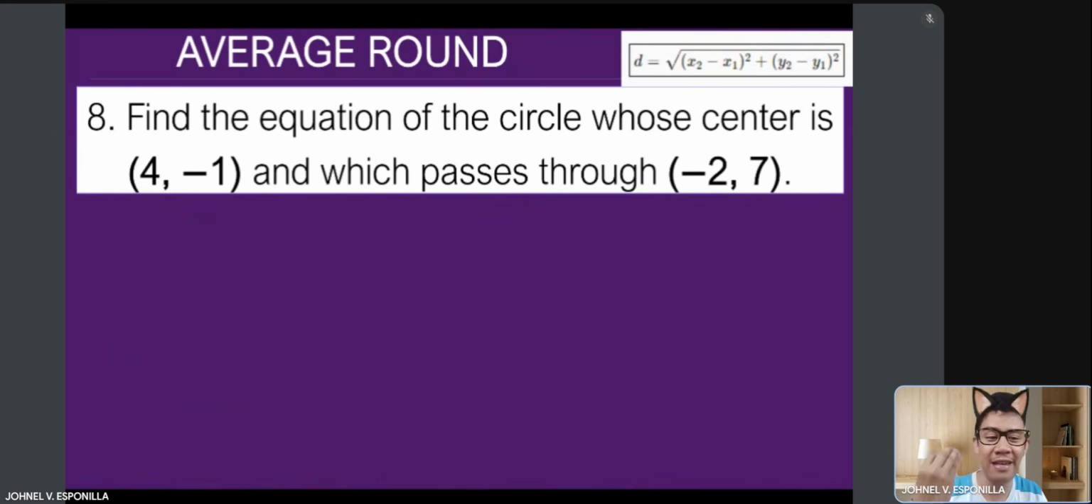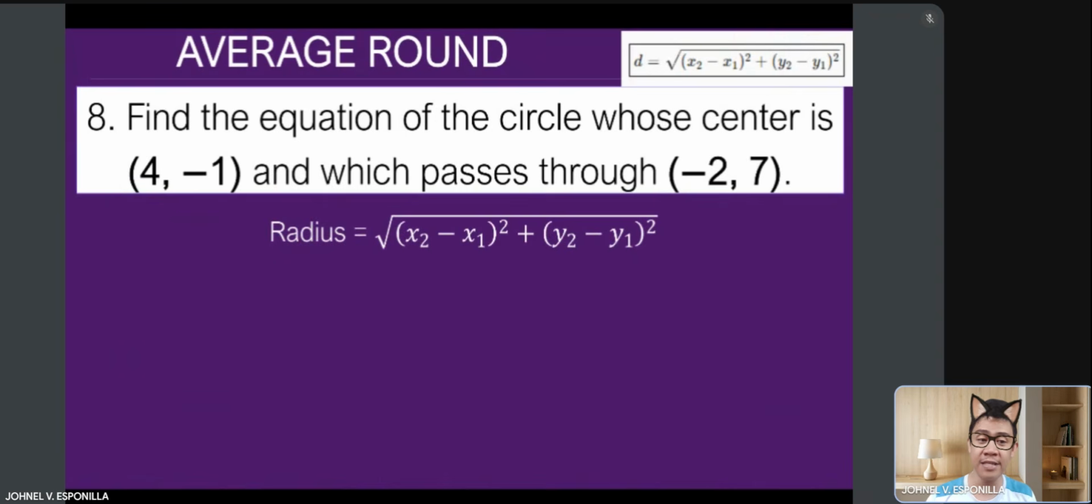So, 3, 2, 1. Again, pwede nyo i-pause, then gawin ninyo, and then i-check nyo kung tama po ang solution po ninyo. Okay, number 8. Tulad po ng number 7, hahanapin natin yung equation of the circle na kung saan ang gitna ay 4, negative 1, at yung point on the circumference which is at negative 2, 7.